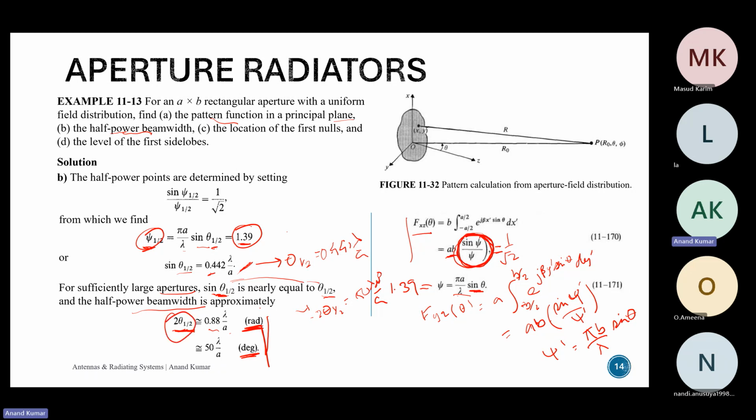Notice that we are multiplying it by 2 over here, because this is the main beam and we have to calculate the half power, and this is theta half power. We need 2 theta half powers to get the total angle over here.